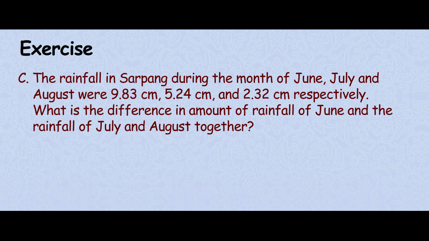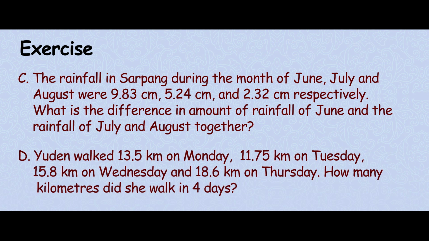Question number D. Uden walked 13.5 kilometers on Monday, 11.75 kilometers on Tuesday, 15.8 kilometers on Wednesday, and 18.6 kilometers on Thursday. How many kilometers did she walk in 4 days?